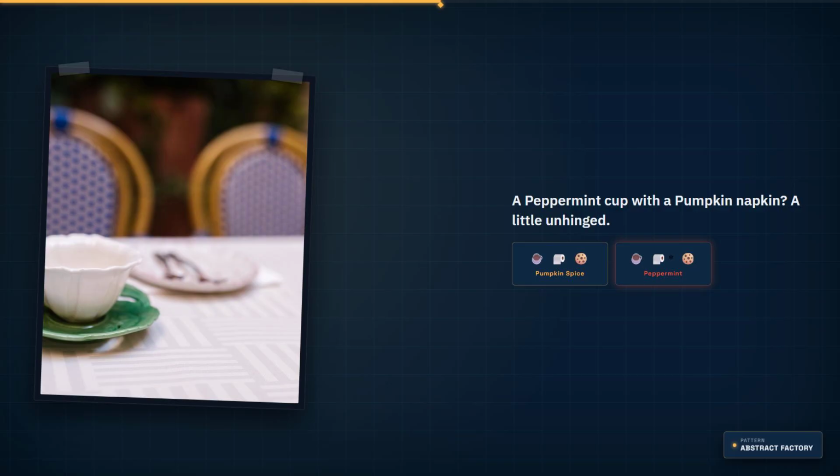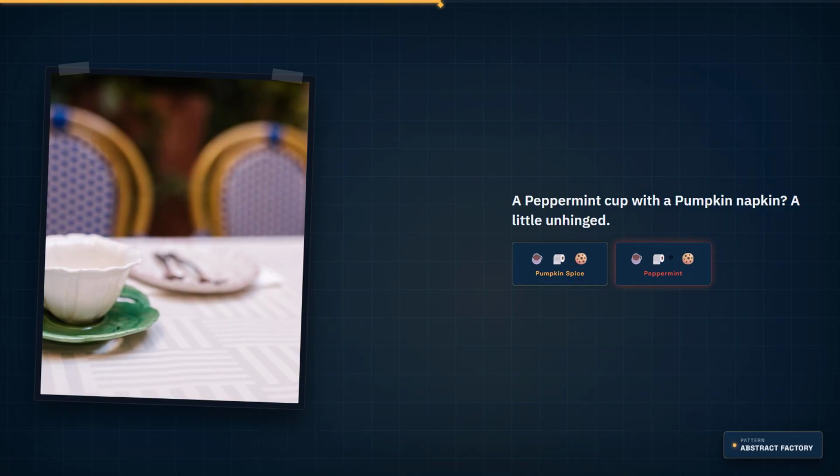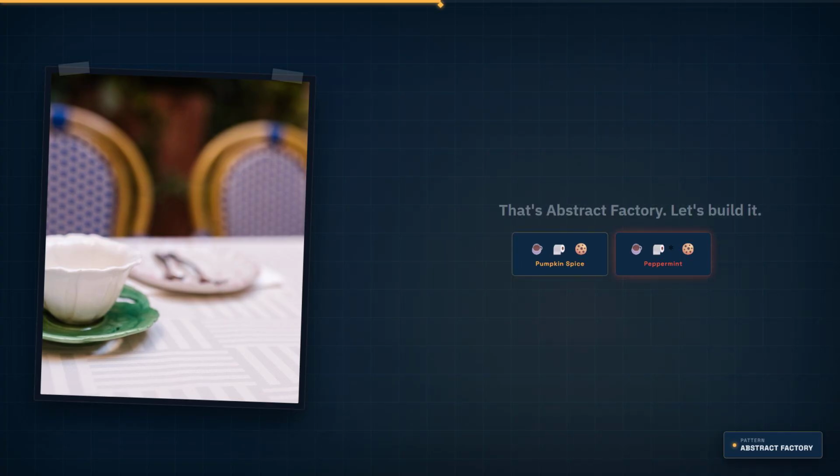A factory that only makes cups doesn't know or care what the napkin looks like. You need something one level up, something that hands you an entire pre-matched family of products in one request. A factory of factories, basically. That's abstract factory. Let's build it.